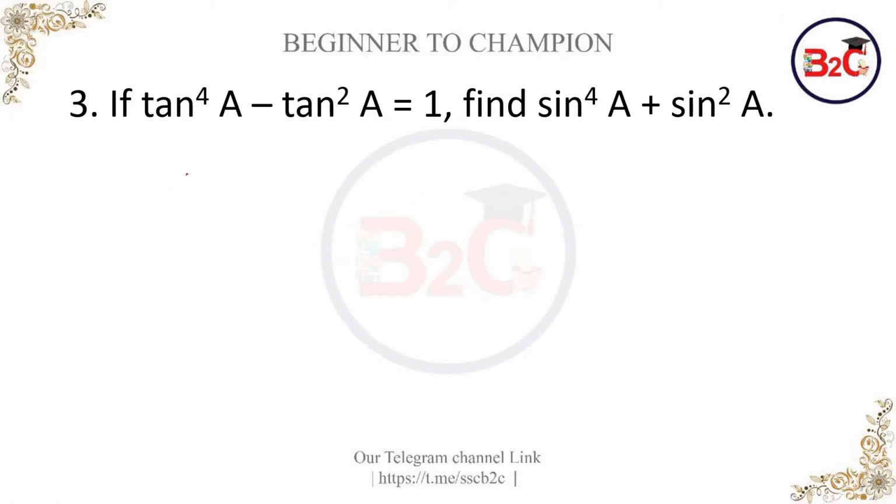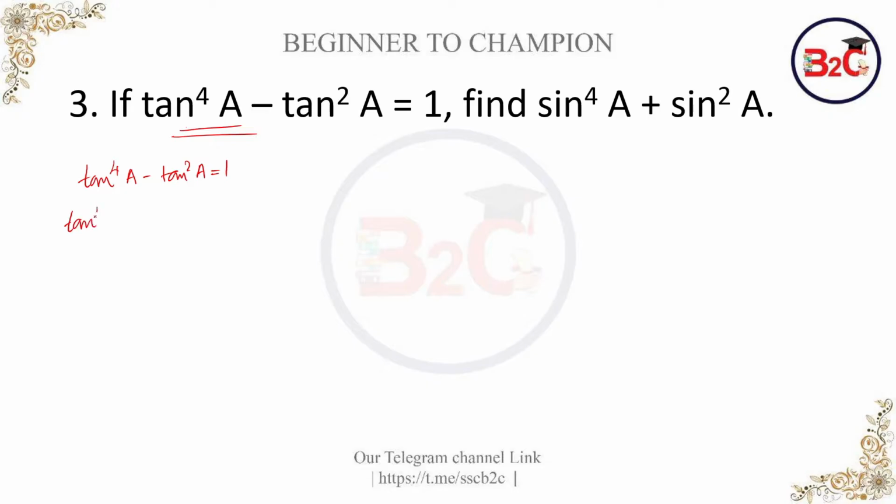If tan raised to 4a minus tan square a equal to 1, find sin raised to 4a plus sin square a. This is a question from trigonometry. There are many methods to solve this question. We'll try to use a simple one which is less time consuming. So we'll take the information we have, tan raised to 4a minus tan square a equal to 1. Now I'm going to take tan square a to the right hand side.